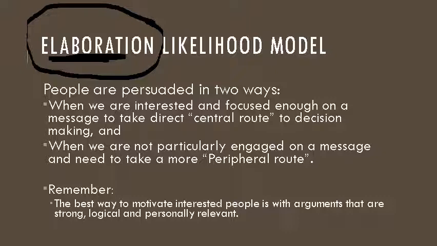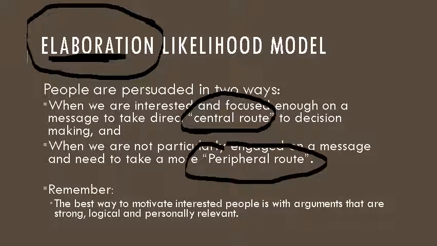So, what is the elaboration likelihood model, or ELM? People are persuaded in two ways. Okay? When they are interested and focused enough on a message, they take the direct central route to decision making, and the other one is the peripheral route. So this elaboration is a dual process theory describing the change of attitudes.